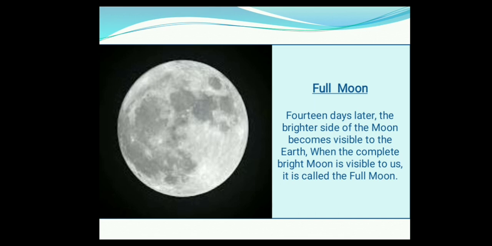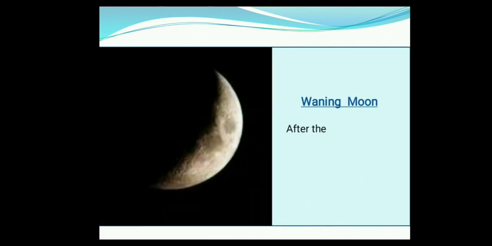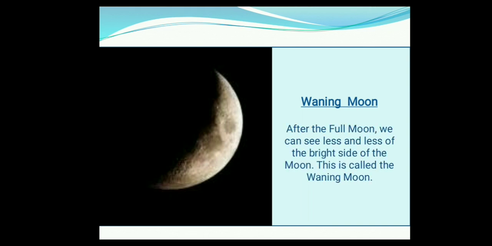The moon continues on its path and it begins to shrink again as we begin to see more and more of its dark side. A few days after the full moon, the moon appears thin again, but this time that is the waning moon. Okay, you can see the waning moon diagram here. After the full moon, we can see less and less of the bright side of the moon. This is called the waning moon.